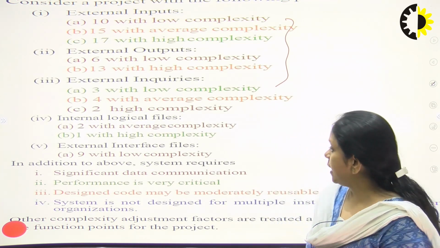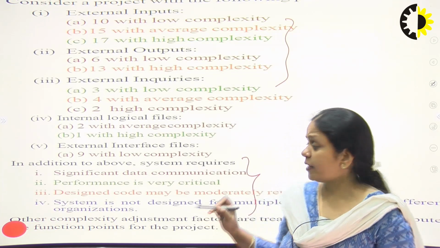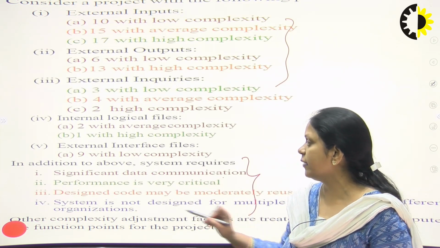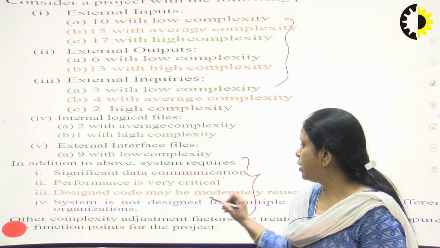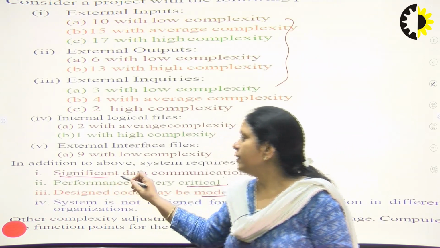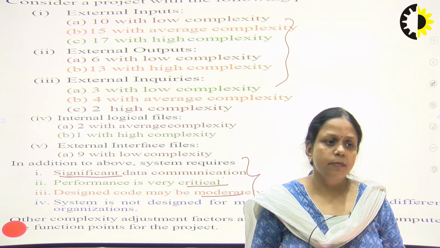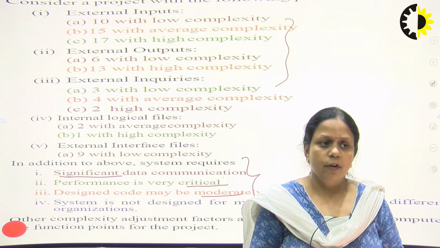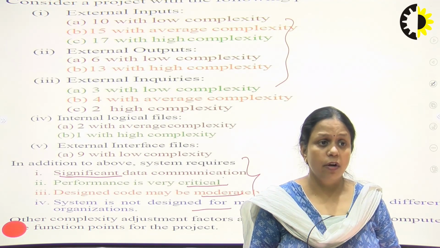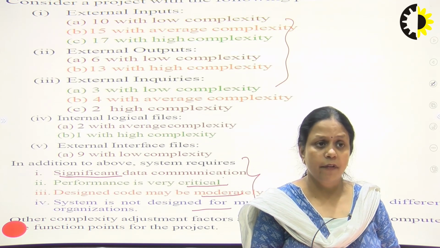And in the next point we can see that these 3 factors are also already given. Significant data communication is given, performance is very critical, design code may be moderate. So we will find these values from the given tables, and then we will multiply and calculate the complexity adjustment factor for these 3 and 4 conditions which are already given in the question. So with the help of this table we can find out the values.